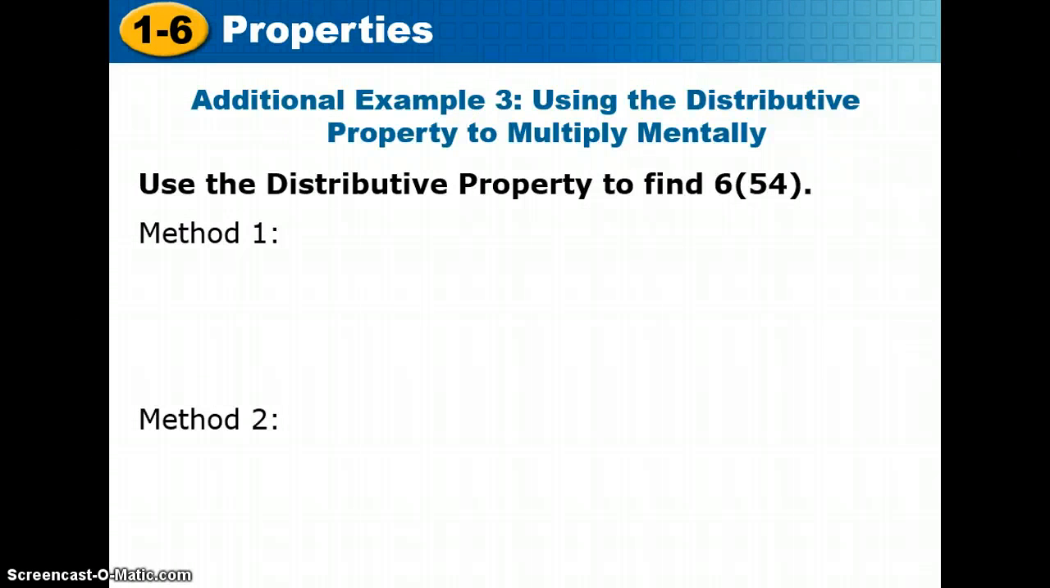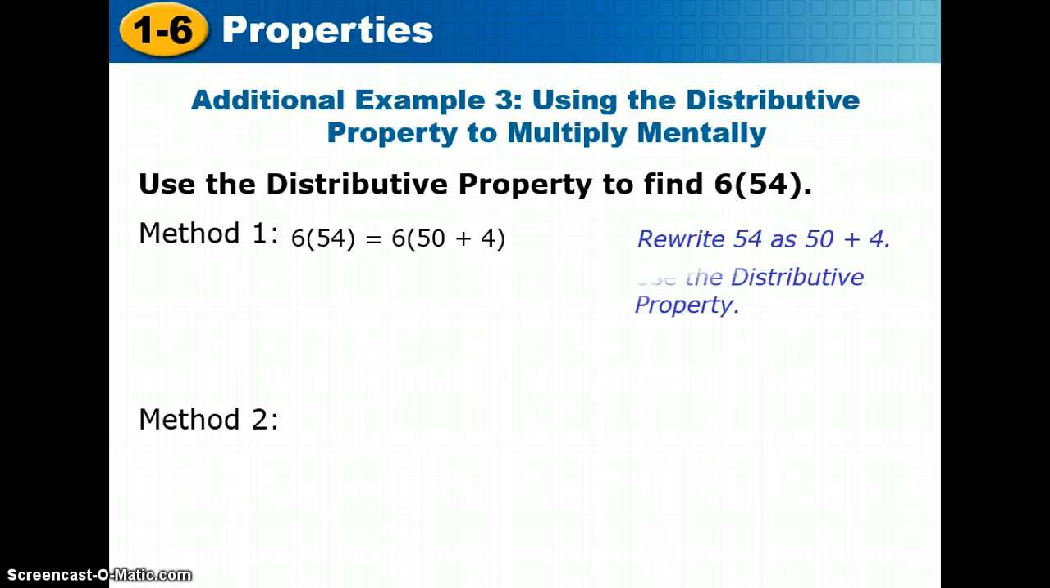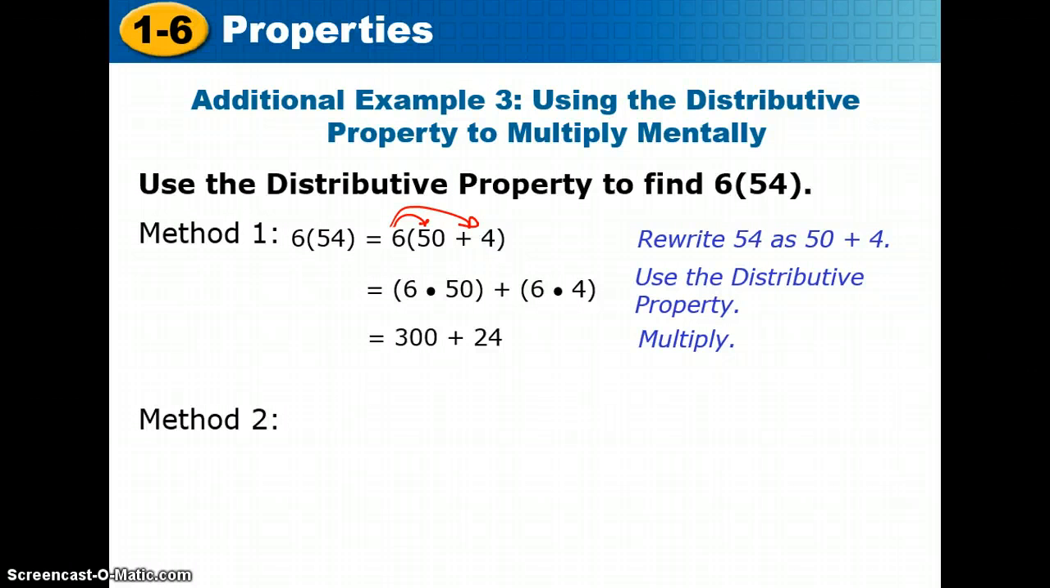So if I wanted to use the distributive property to find 6 times 54, I can do it in two ways. I can first do it by adding. So I would rewrite 54 as 50 plus 4. And I would do 6 times 50 plus 4, then use the distributive property to do 6 times 50 plus 6 times 4. Then I would simply use the order of operations and multiply. 6 times 50 is 300. 6 times 4 is 24, and when I add them, I get 324.